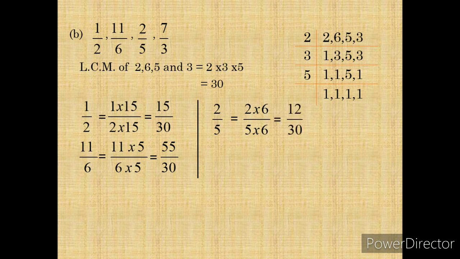Last fraction is 7/3. अब 3 को कितने से मल्टीप्लाई किया जाए कि हमारा 30 आ जाए? So I multiply it by 10. 7 into 10 gives me 70 and 3 into 10 gives me 30. So now my fractions are converted into like fractions. क्या क्या fractions हमारी convert हो गई? 15/30, 55/30, 12/30 and 70/30.